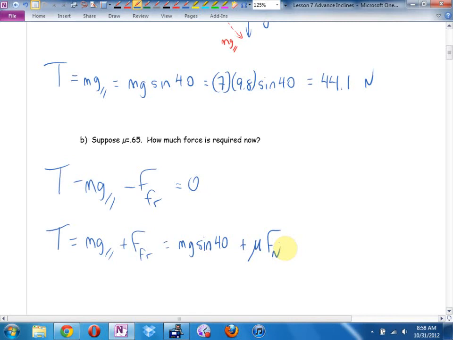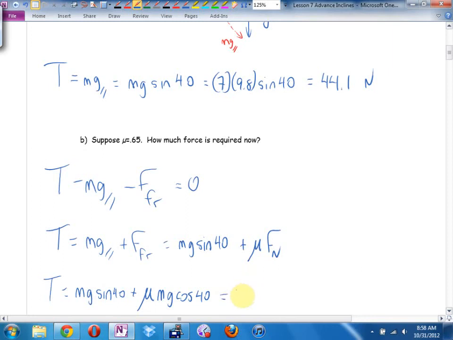Perpendicular component of gravity, which was, if two lines were sine, what was the perpendicular? So if I hear you, think about this. We're doing this in like three lines. This is pretty good. You're telling me it's mg sine 40 plus, don't forget the mu, mg cos 40. Well, now this is just plug and chug.